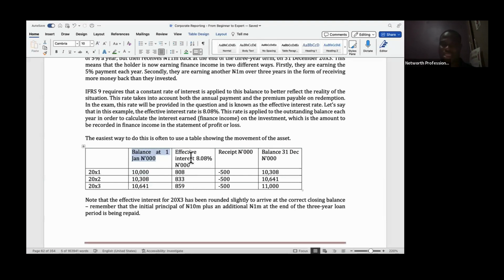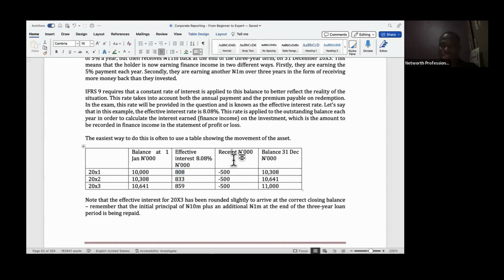What I will recognize in my P&L is this effective interest rate of 8.08%. It's not always 8.08% in all cases. It varies. Some questions might give you any rate. Whatever rate they give you, just use it. By the time I apply my 8.08% on my 10,000, that gives me 808. It is this 808 that is my income for that year, meaning the 500 naira and a portion of that 1 million.